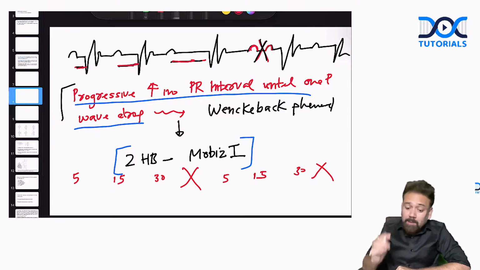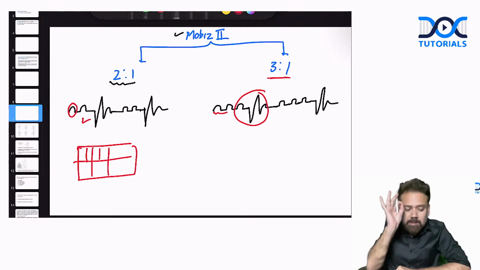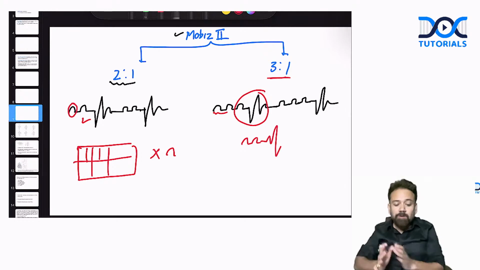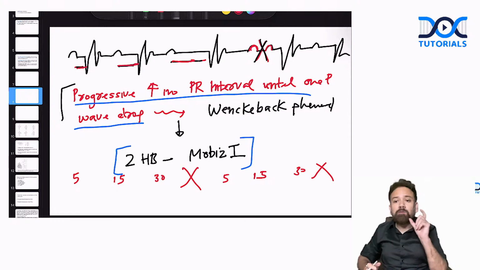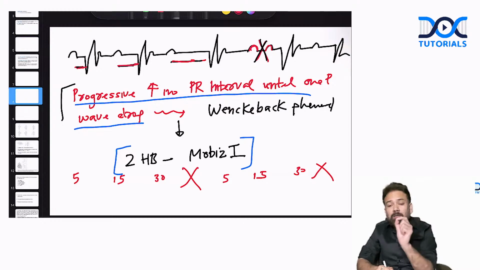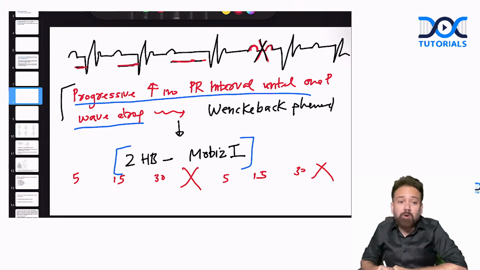Second degree heart block. In 2:1, 3:1, there's a pattern. What is the pattern? That this is constant. On one date, you will be absent. On the other date, you will come. In 3:1, on 2 dates you will be absent, on the third date you will come. There's a pattern. So when there is a progressive pattern, 5 minutes, 15 minutes, 30 minutes, then absent, it is called Wenckebach phenomenon. Is this clear? When PR keeps increasing until one P wave drops, it is called Wenckebach phenomenon.